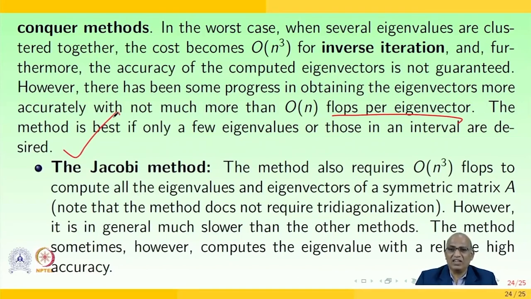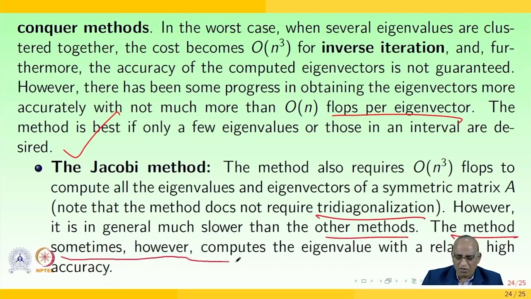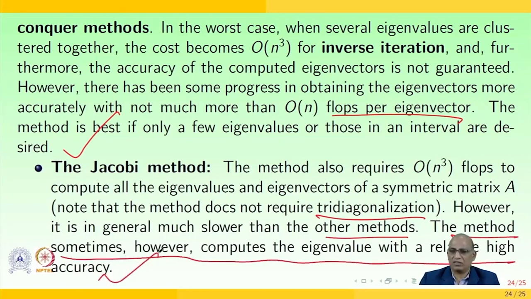The Jacobi method also requires the order of n cube flops to compute all the eigenvalues and eigenvectors of a symmetric matrix A. Note that the method does not require tridiagonalization. However, it is in general much slower than other methods. The method sometimes, however, computes the eigenvalues with relatively higher accuracy.